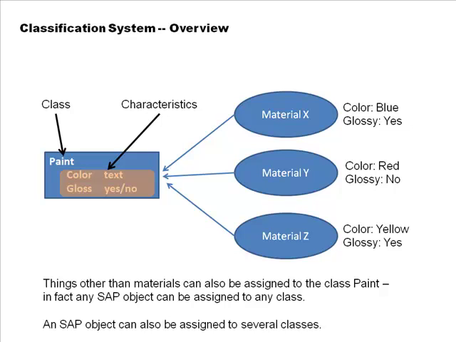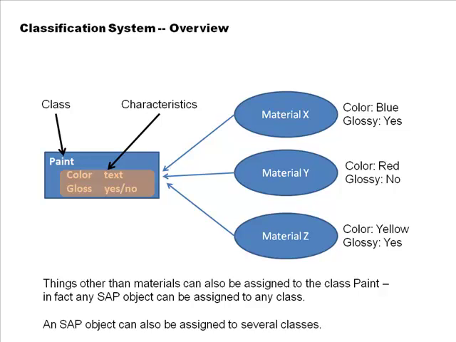Okay, that's the broad idea. Now, obviously things other than materials can also be assigned to the class paint. You can assign any object to any class. There's no restriction. It only depends upon how creative you can get in using the system. It doesn't say that the class paint is applicable only to materials. It's possible that you might apply it to anything. Okay, so that's the idea here.